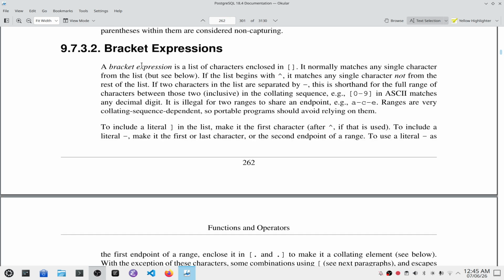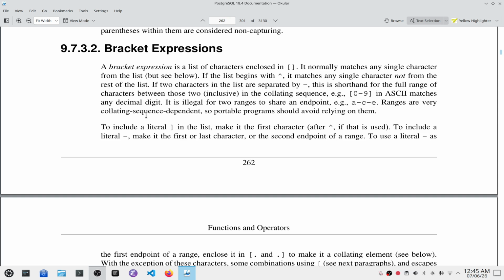Then we have bracket expressions. A bracket expression is a list of characters enclosed in brackets. It normally matches any single character from the list. If the list begins with caret, it matches any single character not from the rest of the list. If two characters in the list are separated by minus, this is a shorthand for the full range of characters between those two inclusive in the collating sequence. For example, 0 to 9 will match any decimal digit. It is illegal for two ranges to share an endpoint, for example, A minus C minus C.